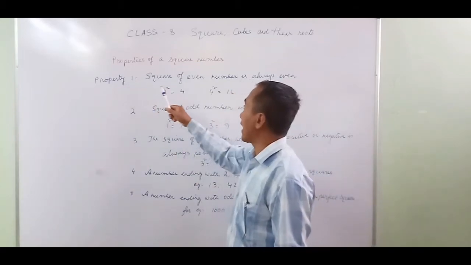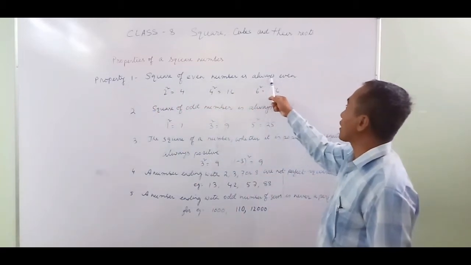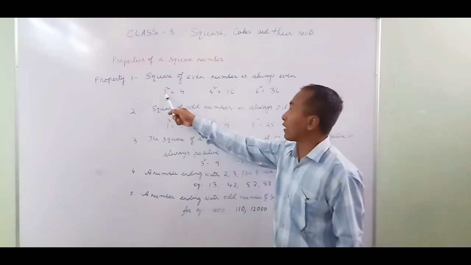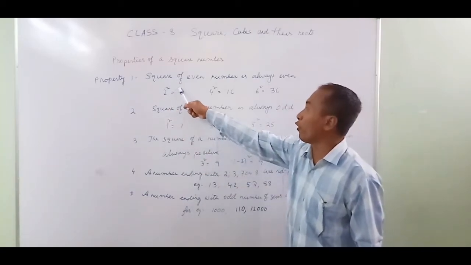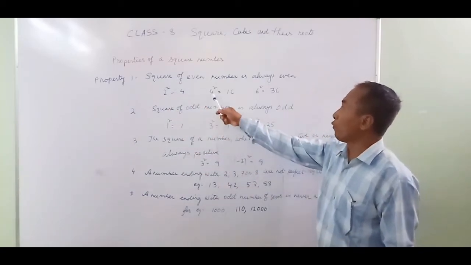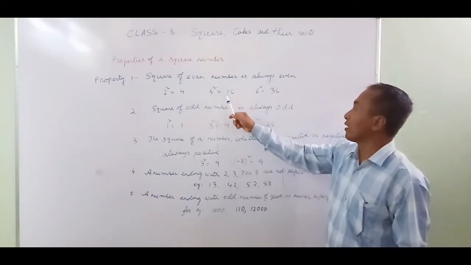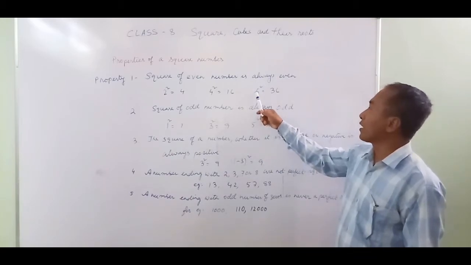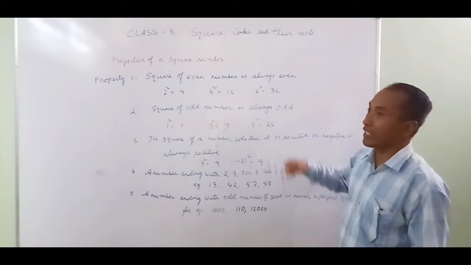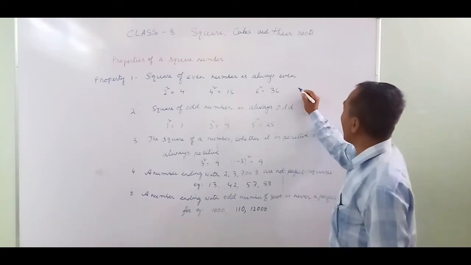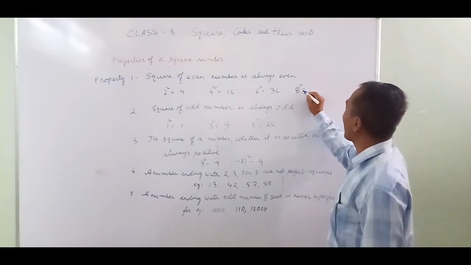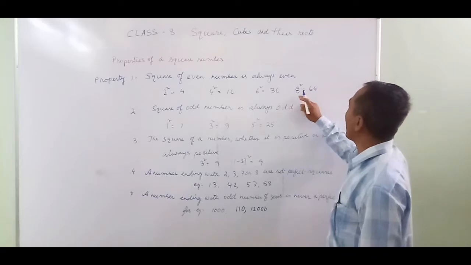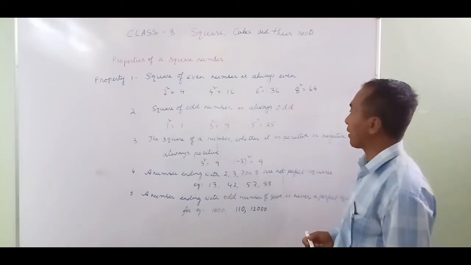Property number 1 is that square of an even number is always even. For example, 2 square is 4, 4 is an even number. 4 square is 16, 4 is an even number, 16 is also an even number. 6 square, 6 is an even number. 6 square is 36, 36 is also an even number. We can add here 8 square, 8 is also an even number, 64 is also an even number.